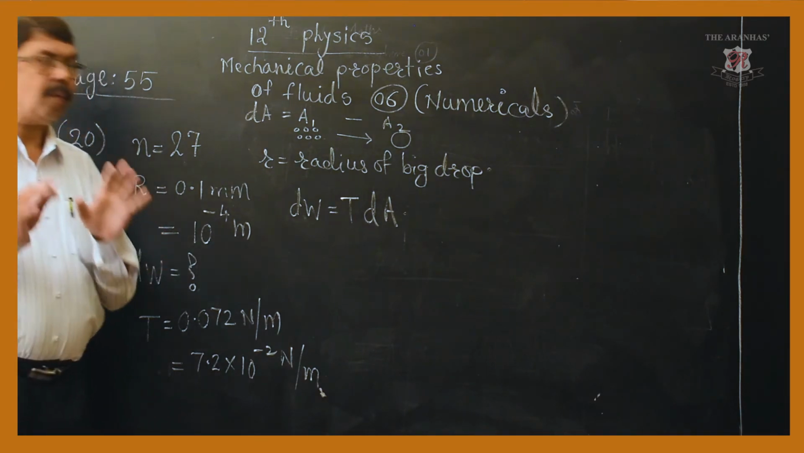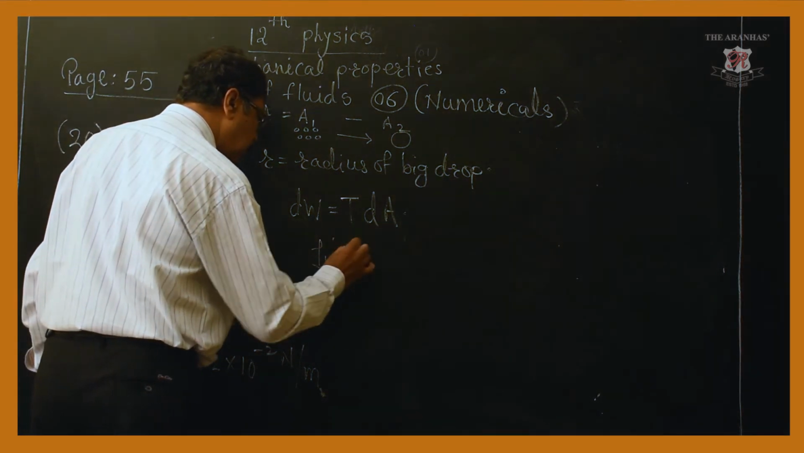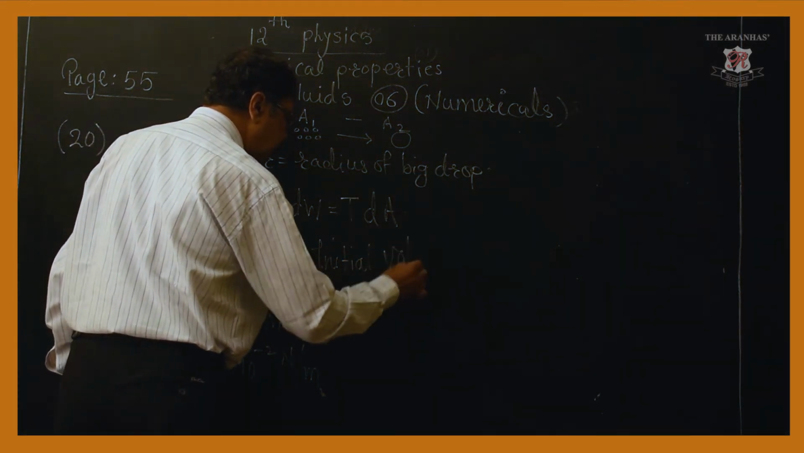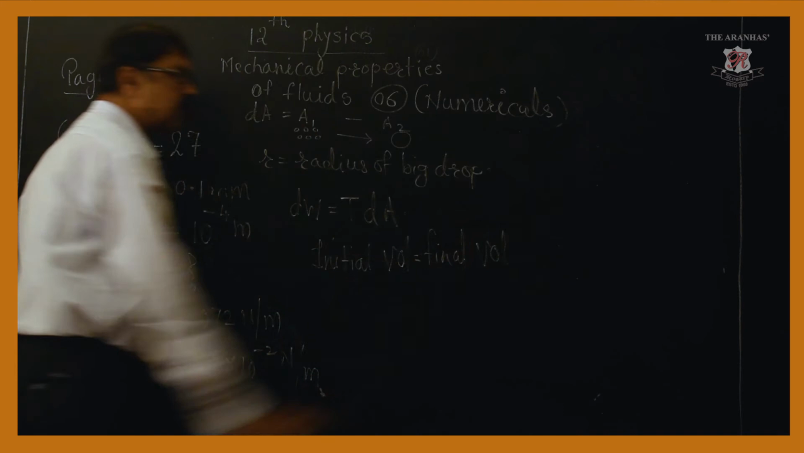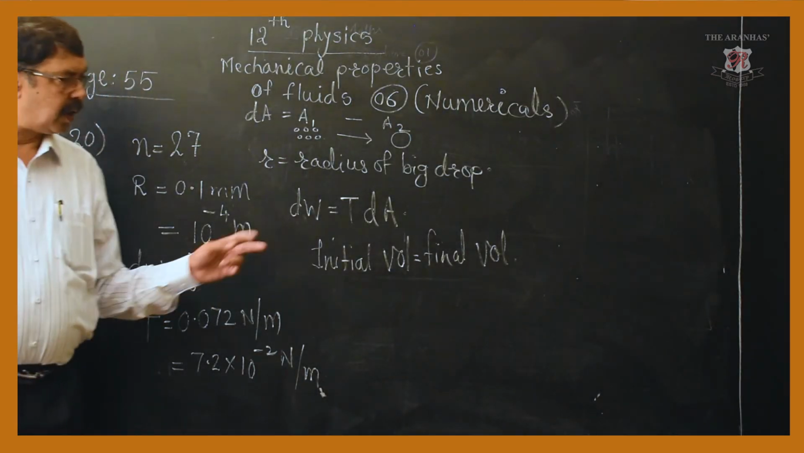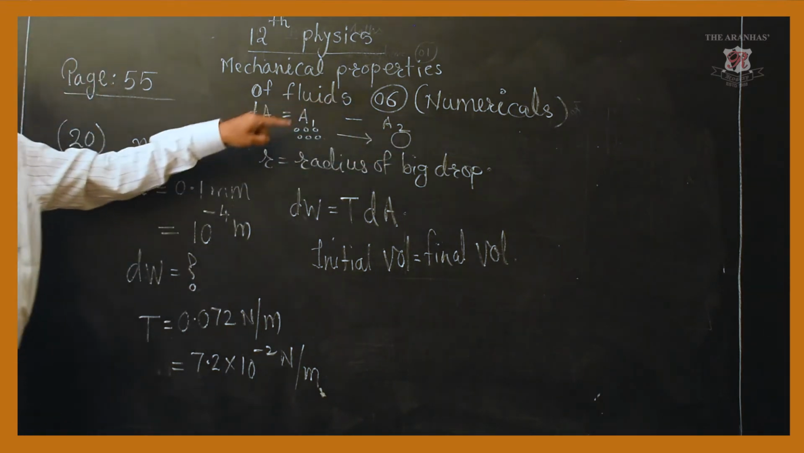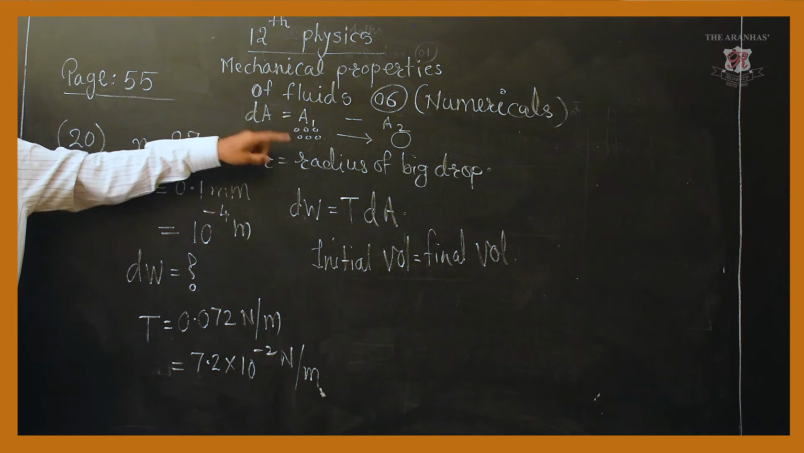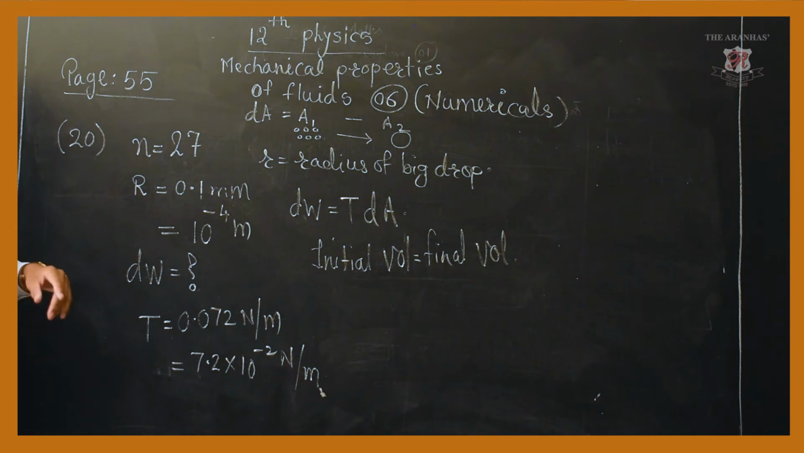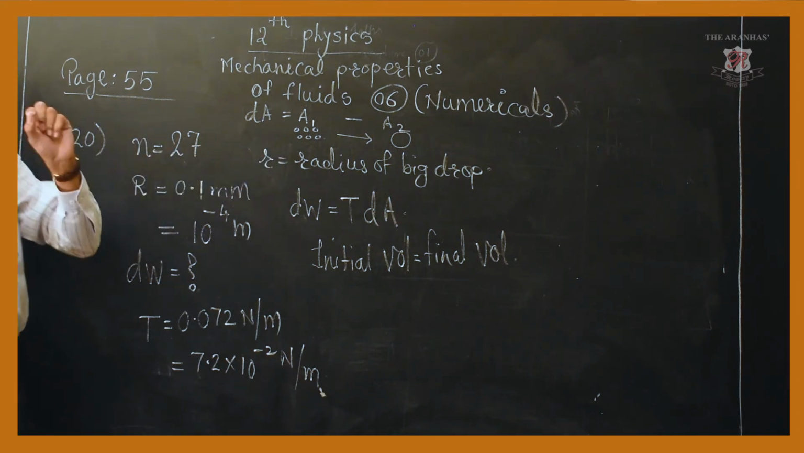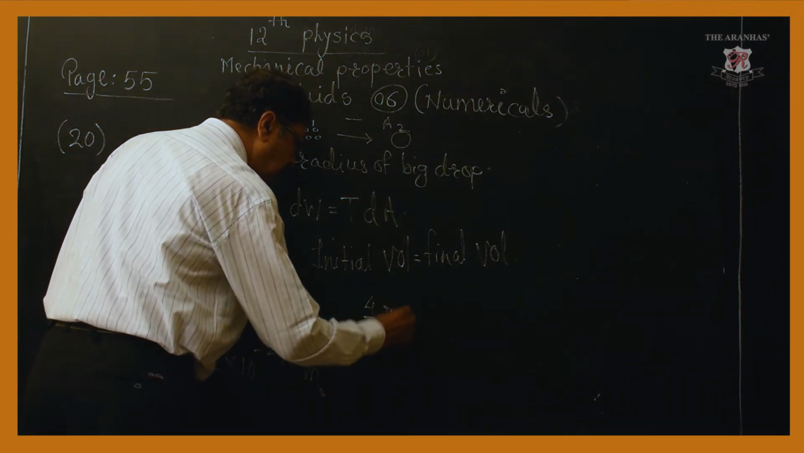For that, I am going to use initial volume equal to final volume. See, remember this process, this procedure. In the next numerical, it is going to be opposite. A big drop broken into smaller droplets. Same procedure you have to follow. Now what is the initial volume? Volume of each droplet is 4/3 pi r cube.